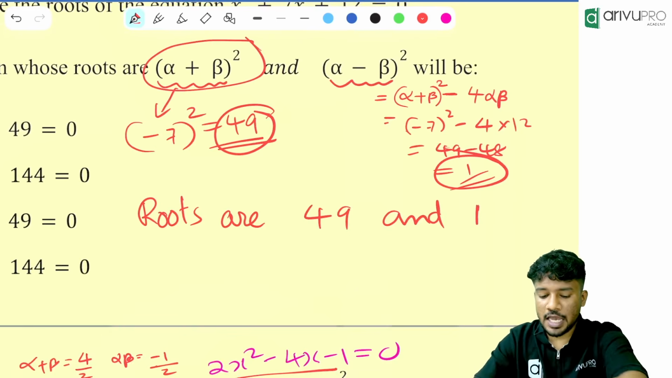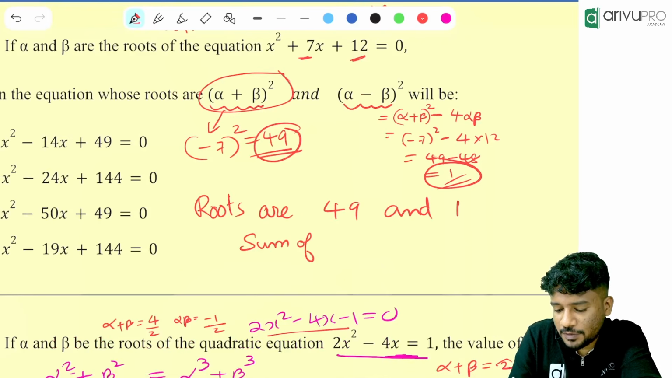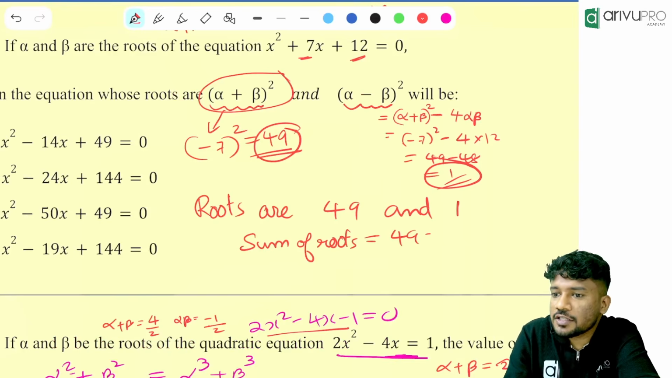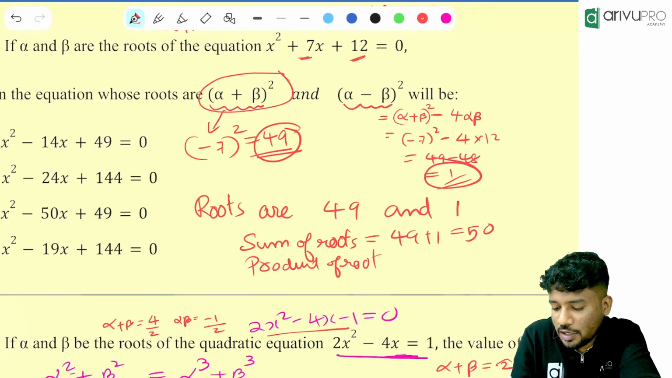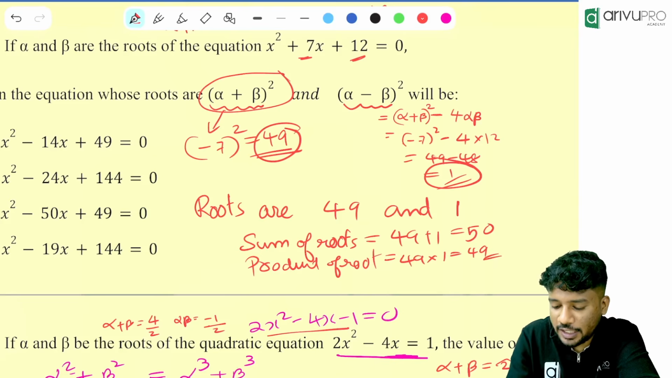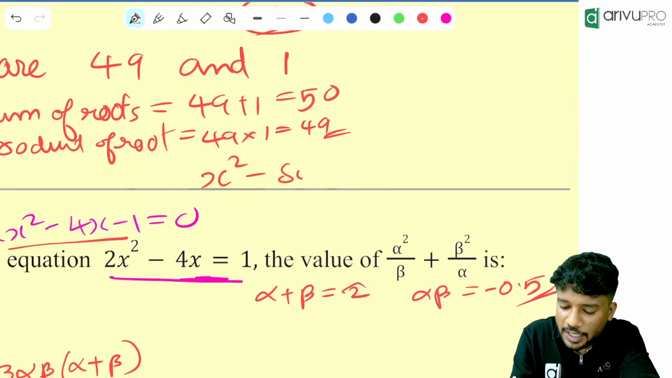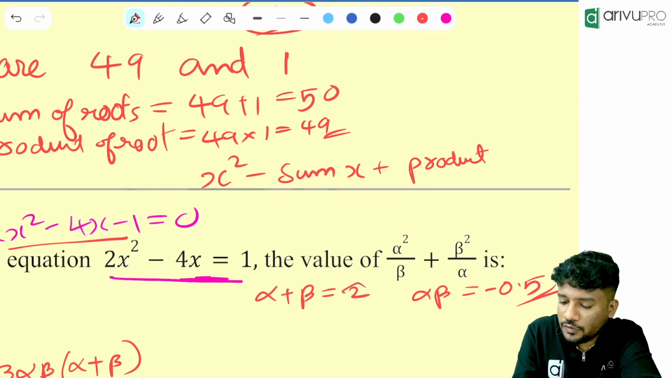Okay. Now, tell me sum of the roots is how much? Can anyone tell me sum of the roots? 49 plus 1, which is equal to 50. What is the product of the roots? 49 into 1, which is equal to 49. So what is the general form of a quadratic equation? X square minus sum into x plus product, which is equal to 0.